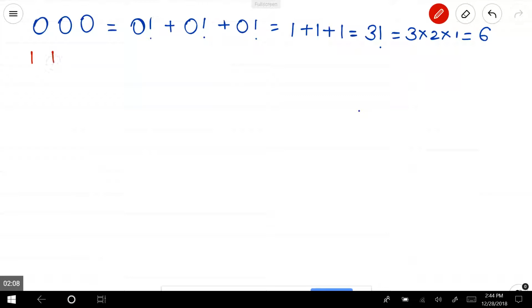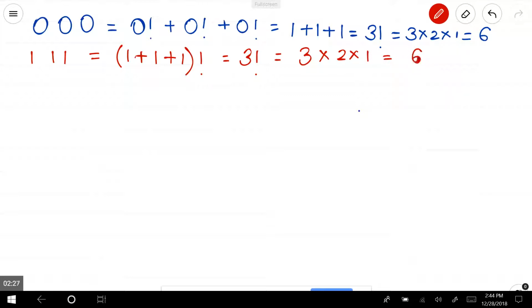Next up, 1, 1, 1. How do I make it 6? I will do the factorial of 1 plus 1 plus 1. Factorial of all of it after adding, which is 3 factorial. And 3 factorial is nothing but 3 times 2 times 1, which is 6. So I got 6 here, 6 here.